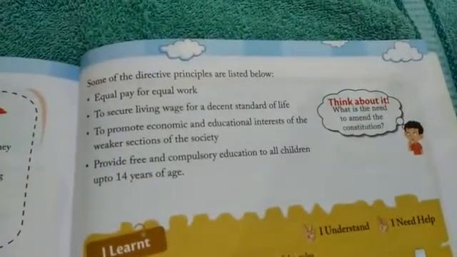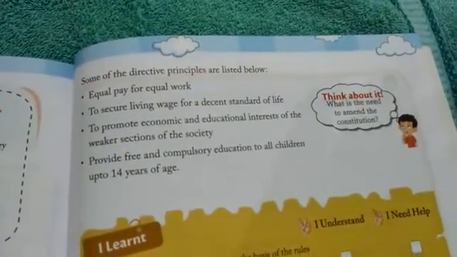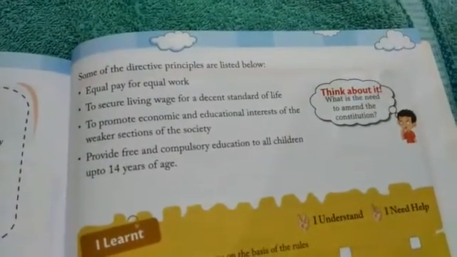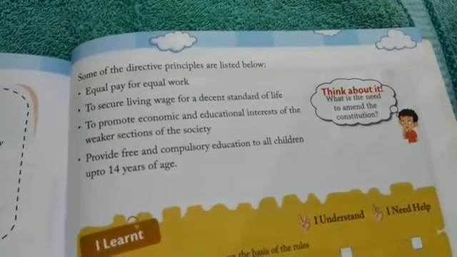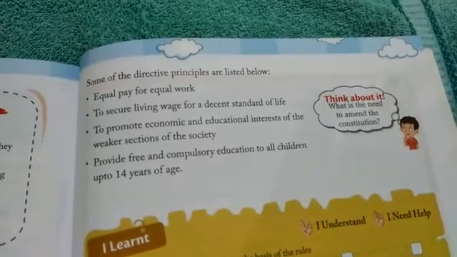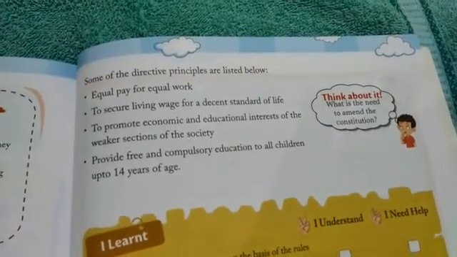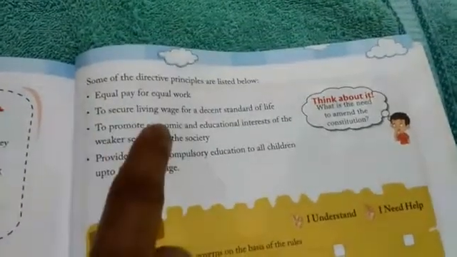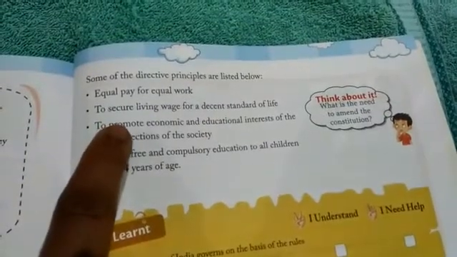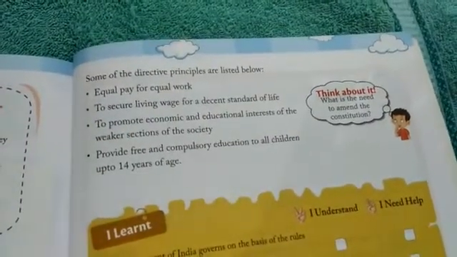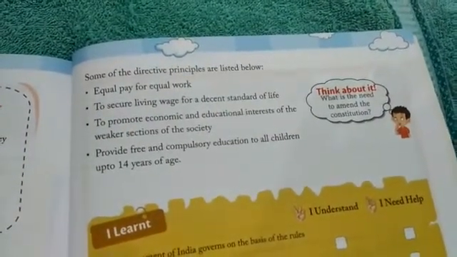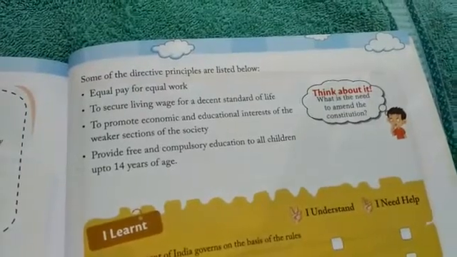Some of the directive principles are listed below. Now, what are the directive principles which we all get? Number one, equal pay for equal work. Number two, to secure a living wage for a decent standard of life. That is, we must have equal pay for equal work. And second is, we must get a good amount of wage, that is income, for a decent standard of life.